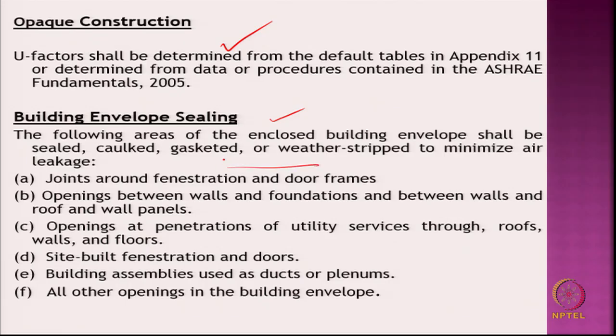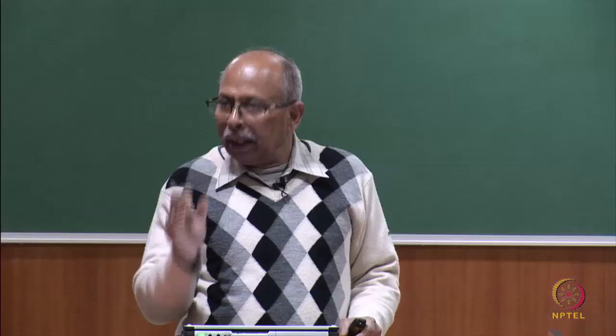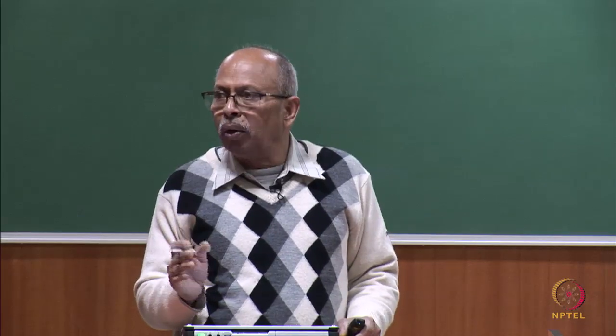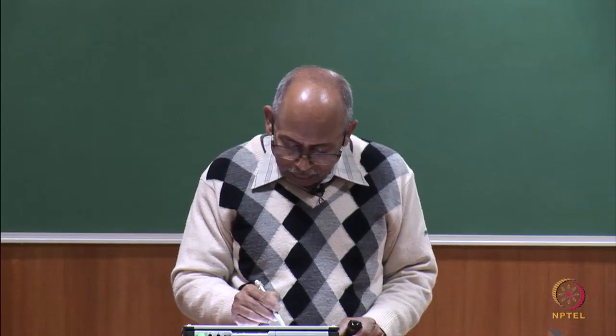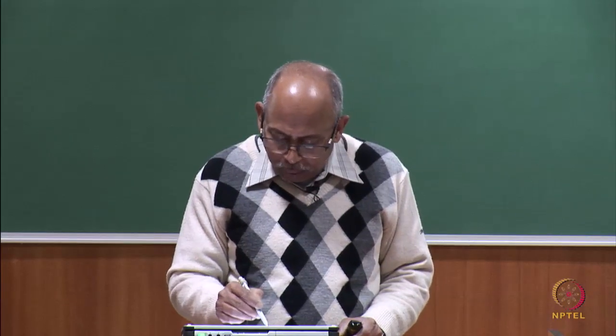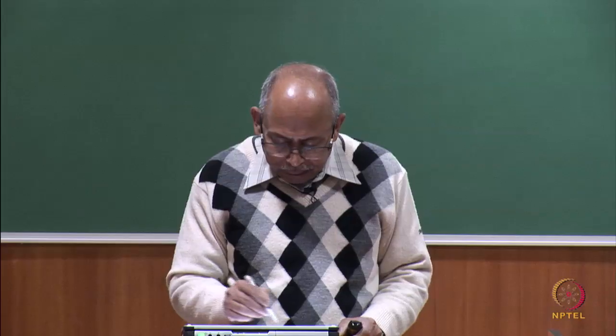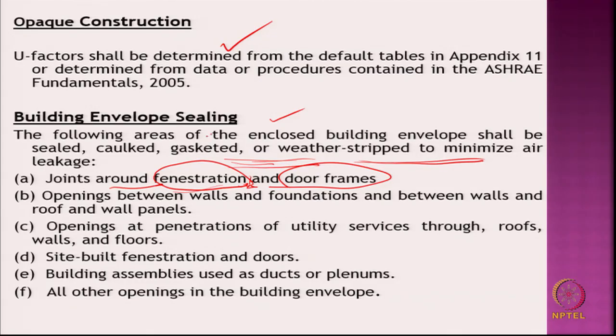Okay. So, it also says that the following areas enclosed in a building envelope should be sealed, caulked, gasketed or weather stripped to minimize air leakage. So, joints around the openings, windows. Fenestration is basically deliberate openings meant for air, ventilation or lighting purposes. So, if you have glasses or windows, there should be door frames, and the sealing applies to these ones.